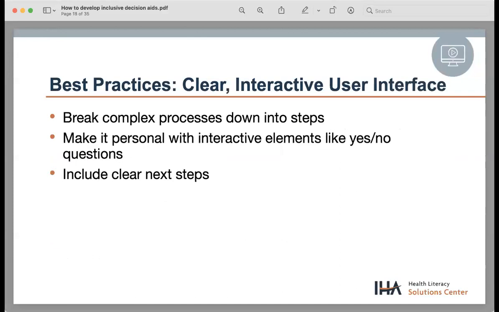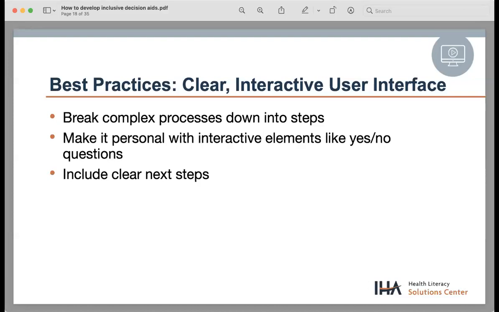Next, it's important to have a clear and interactive user interface. So again, we're breaking those complex processes down into steps and limiting the amount of content on each step or each page. And then help people personalize the information and apply it to their own lives with interactive elements like yes or no questions.